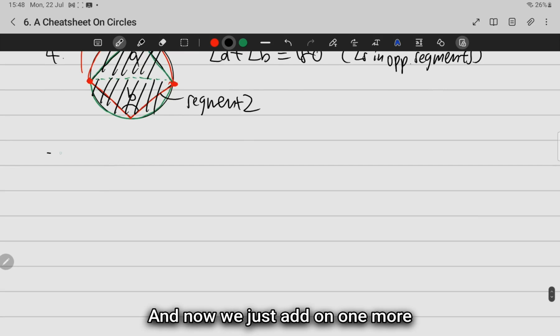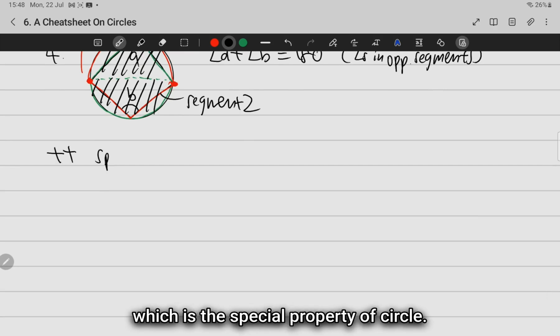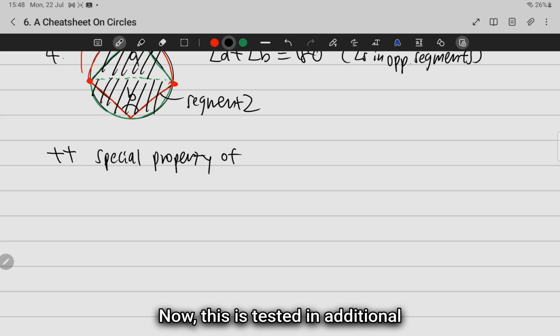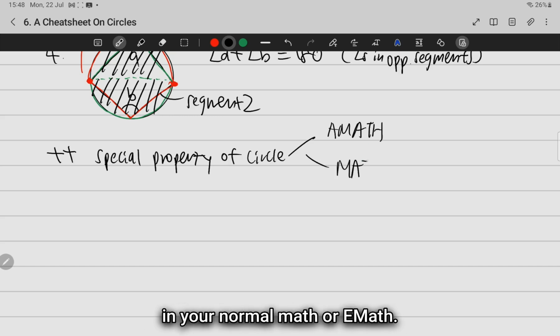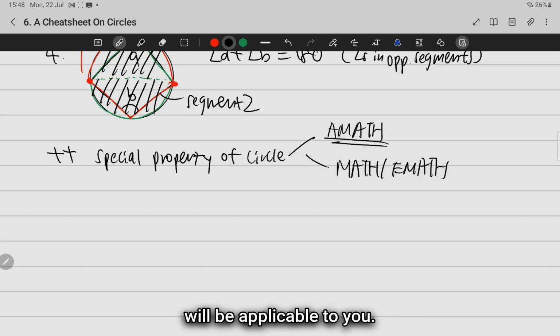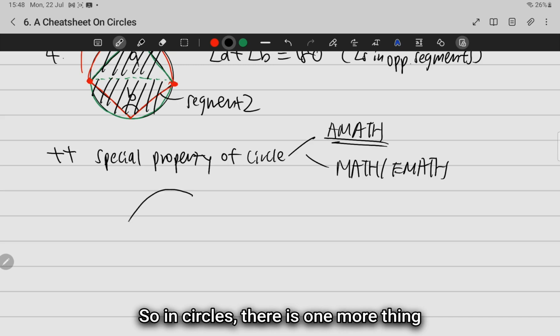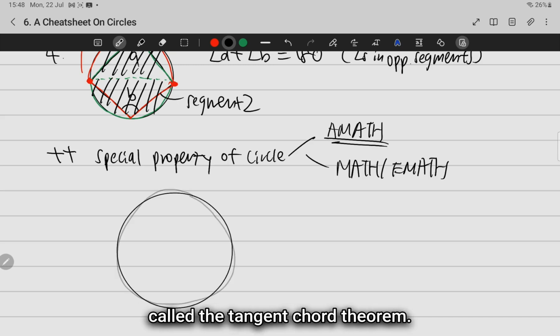And now we just add on one more, which is the special property of circles. Now this is tested in additional math or A math, and it's not tested in your normal math or E math. So if you take A math, this will be applicable to you, and if you don't take A math, then this will not be tested for you. So in circles, there is one more thing called the tangent chord theorem.